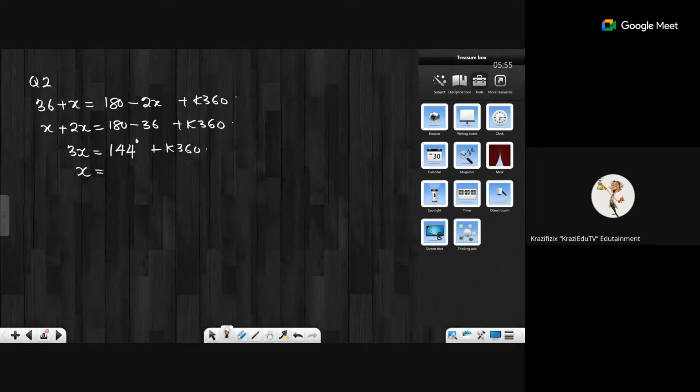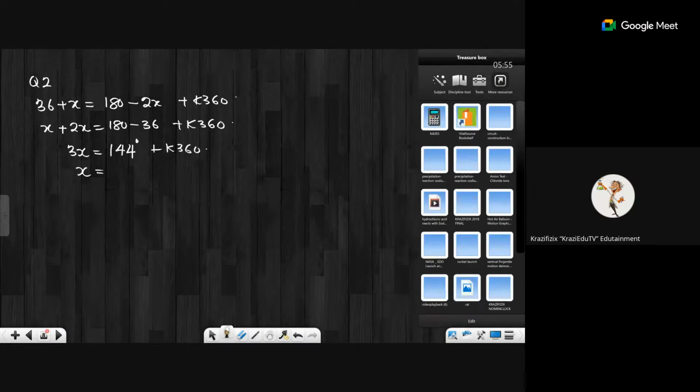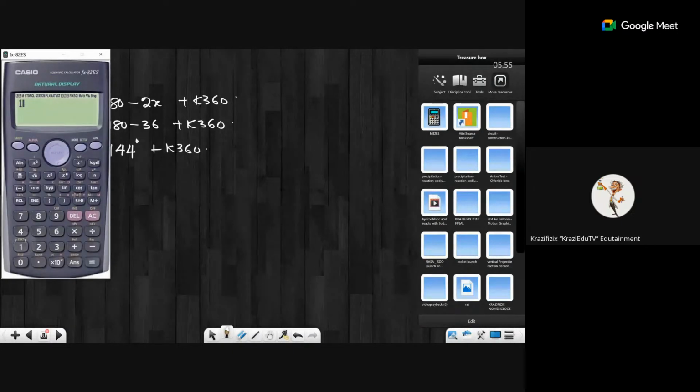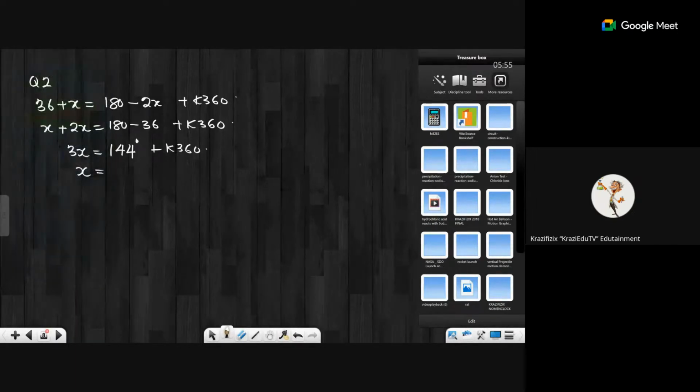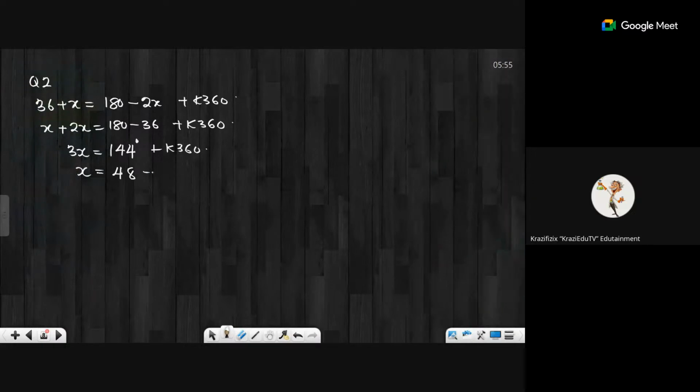What would that give you? And when you are dividing, some of us forget something here. 180 minus 36 is 144, divided by 3 is 48. Beautiful. So this is 48. But you are also dividing this 360 by 3, which gives 120, k being an element of integers.